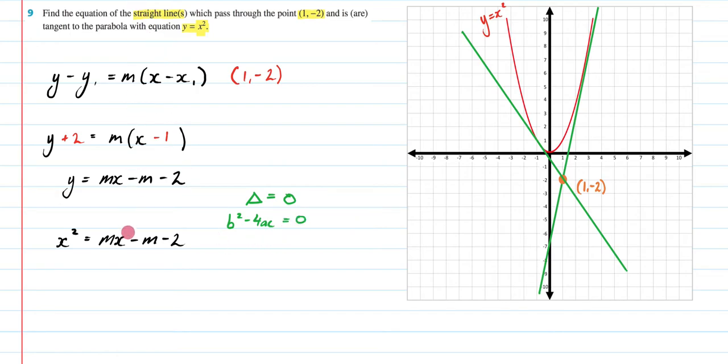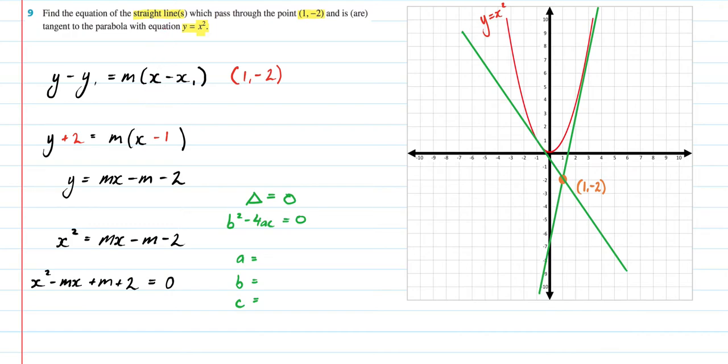I then am going to come back to my equation and solve it in such a way that I can get my a, b and c values from it, which I can then put into my discriminant. So I'm going to do some rearranging. I like to keep my x squared positive, so let me do that. I'll bring over my mx, then plus my m and plus 2, and I'll be left with this. Perfect. So now I have x squared minus mx plus m plus 2 equals 0.